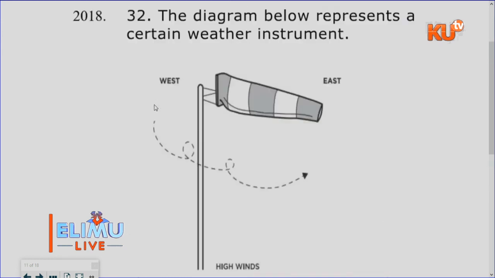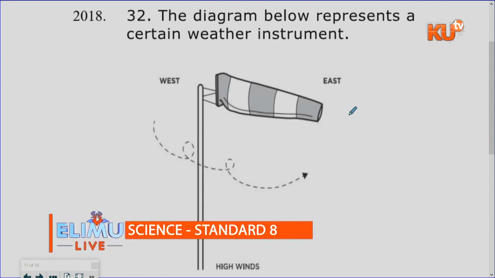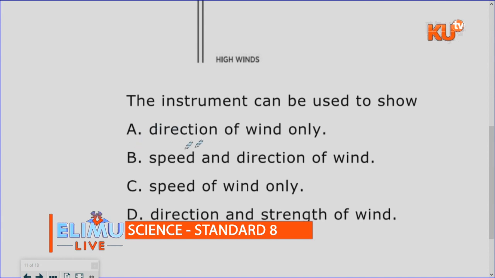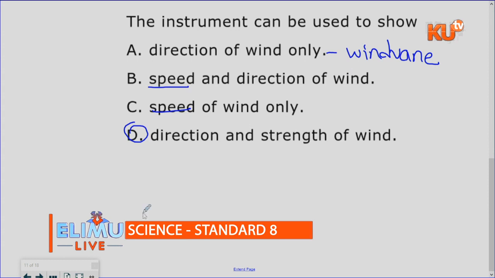So we have this is a windsock, first of all you identify what type of weather instrument it is. It's a windsock. So having identified it's a windsock, you can now answer your question. So we have direction of wind only. This one you can say it is a wind vane. Speed and direction of wind, we don't measure speed of wind using a windsock, so that is wrong. Speed only, we don't measure speed using a wind vane. So the right answer is direction and strength of wind.